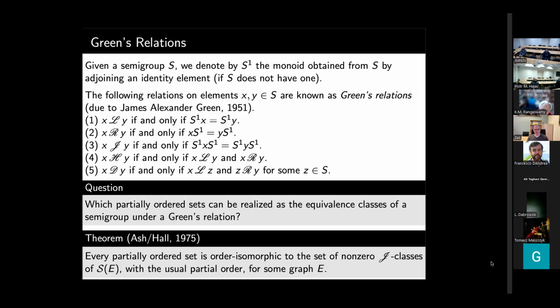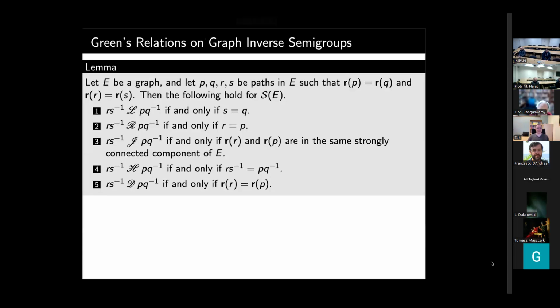Okay, so this is a pretty interesting construction. So I want to tell you about it. So first you have to understand what these things look like in a graph inverse semigroup.